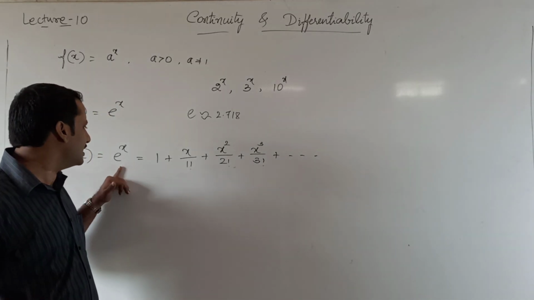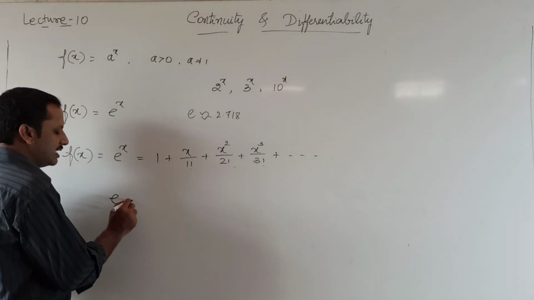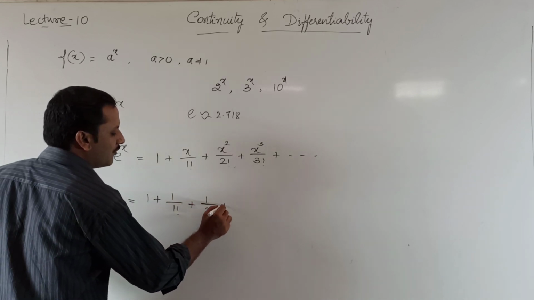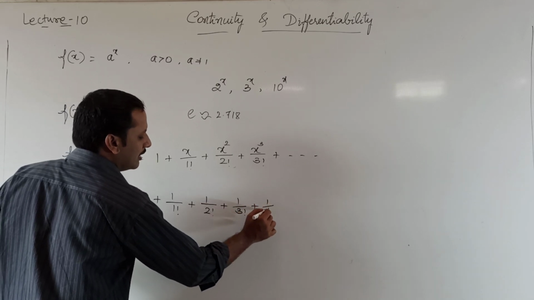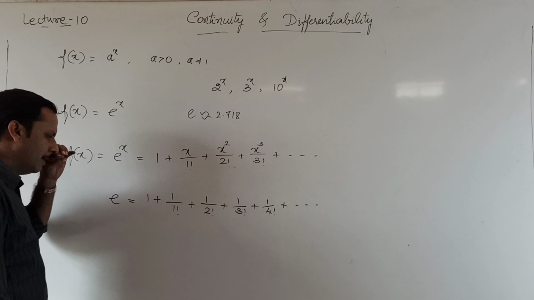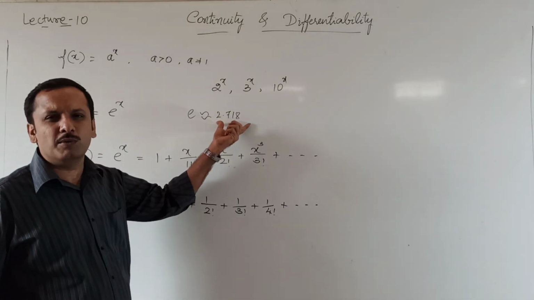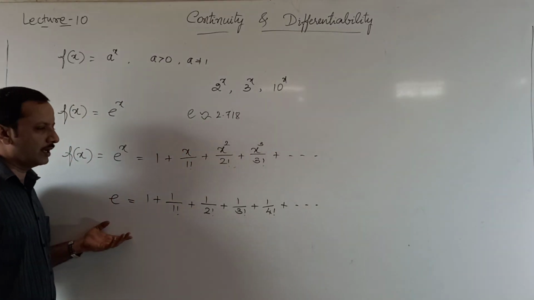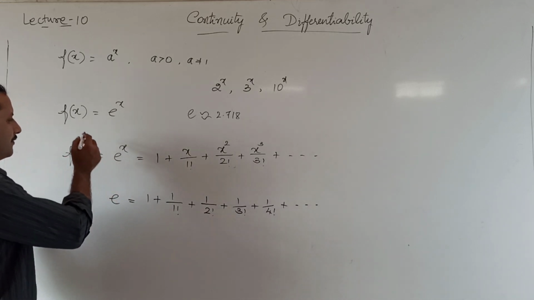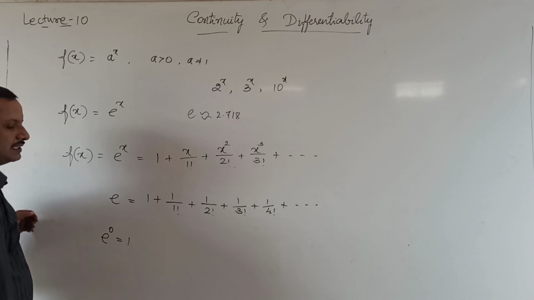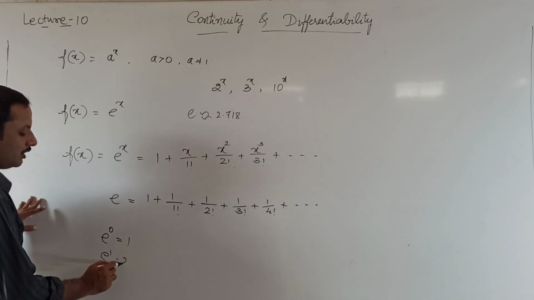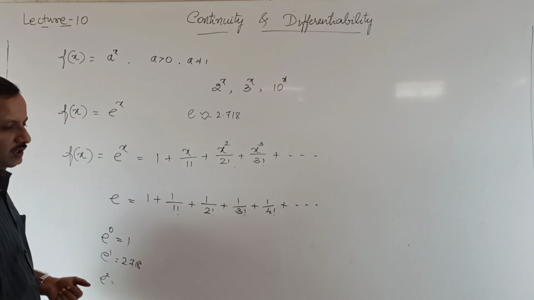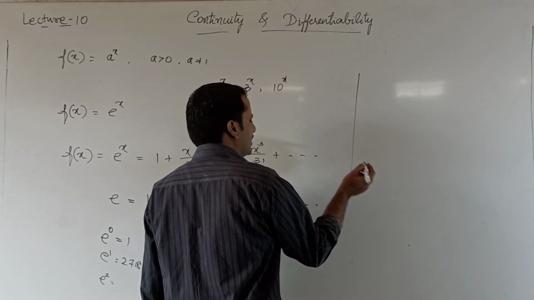If I put x equal to 1, then I will get e power 1, which is e, that is equal to 1 plus 1 by 1 factorial plus 1 by 2 factorial plus 1 by 3 factorial plus 1 by 4 factorial and so on, whose value approximately will be equal to 2.718. This e is called the exponential constant. Okay. Now, if I put x equal to 0, e power 0 is equal to 1. E power 1 is around 2.718, then e square is the square of 2.718 and so on. Let us look at the graph of this function.